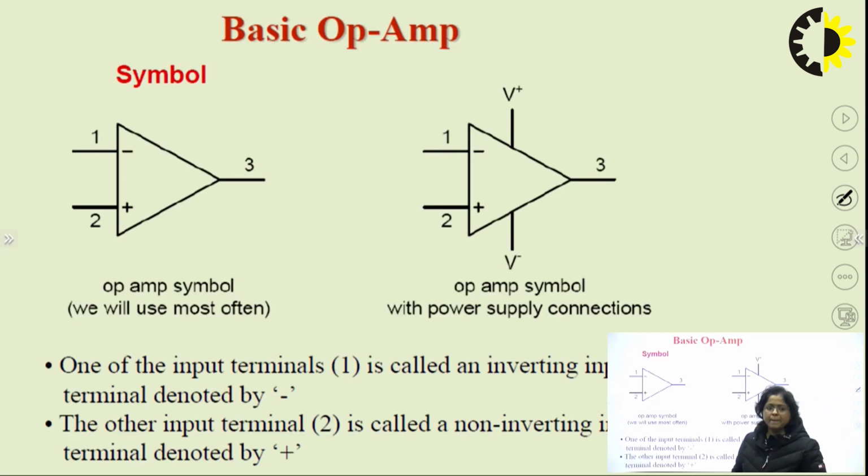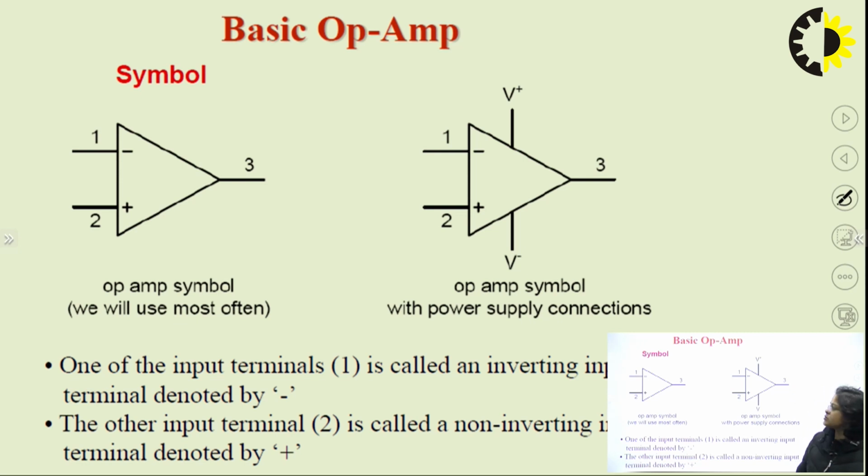Basically, the op-amp has a symbol of just a triangle with two inputs and one output terminal. One input is inverting or negative and the other is non-inverting or positive input. The input terminal marked with a negative sign is called inverting, whereas the input terminal marked with a positive sign is called non-inverting terminal.